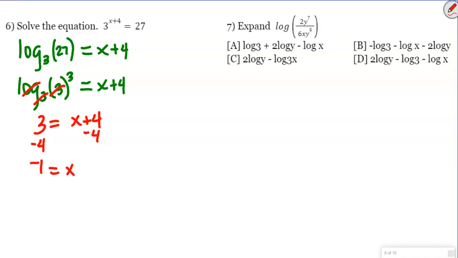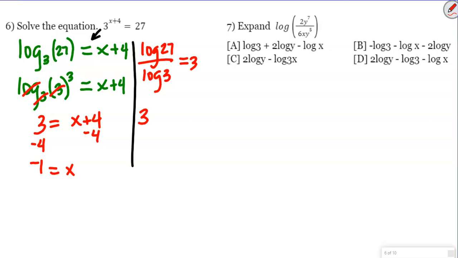So the other way we could do this is we could do it with the change of base formula, right? So when we get to where we had this step right here, we would keep that the same, but our next step would be what? It would be log of 27 divided by the log of 3, and that would equal 3. And so when we got to that step, it would be 3 equals x plus 4. The rest of it would be the same. So our answer here is x equal to negative 1, right? And obviously, negative 1 plus 4 is 3. 3 to the third is 27, okay?